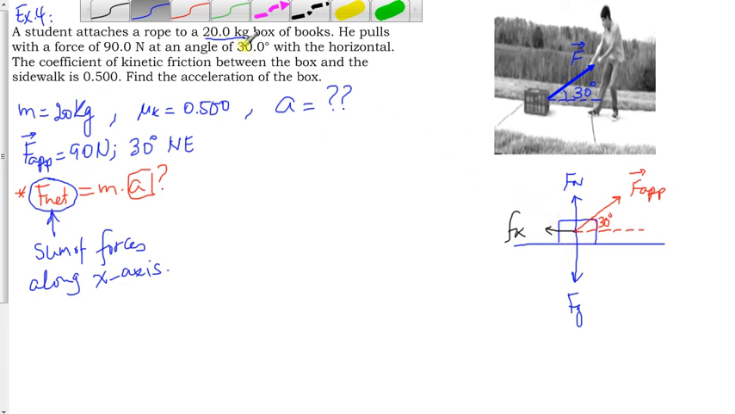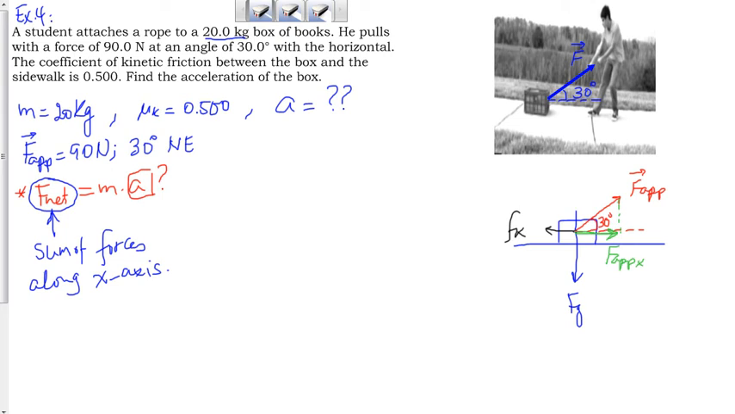Okay, so this F applied here, I have the Fx, or F applied x, and let me make this number.